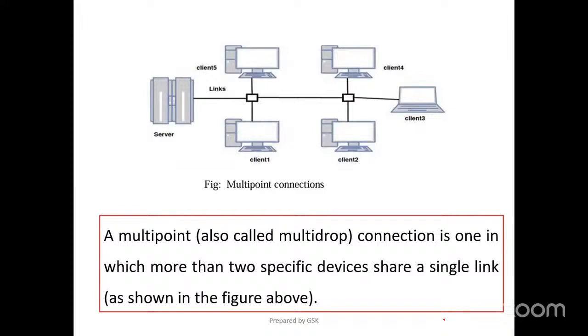Next, multi-point connection. Here the same link can be shared among multiple systems, multiple clients, multiple nodes. This type of connection is called multi-point connection. You can see that this is system one, this is the server. On the same cable, multiple clients are connected. So here the capacity of this cable is shared among the devices. So this is called multi-point connection.